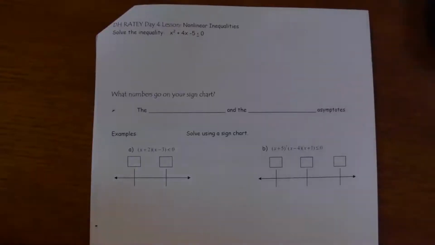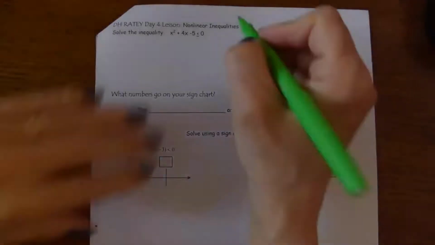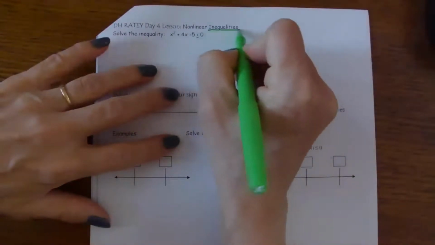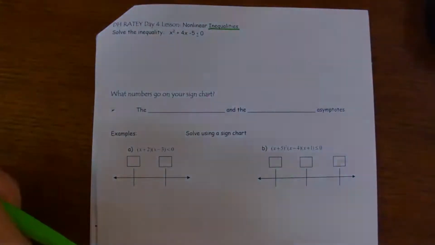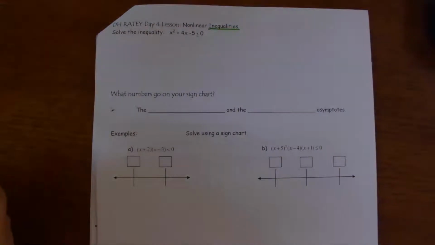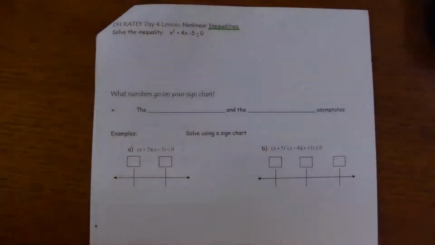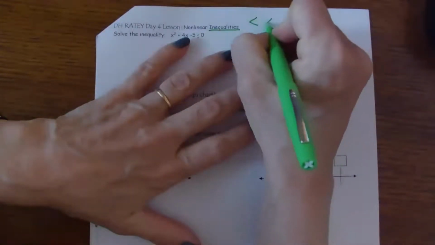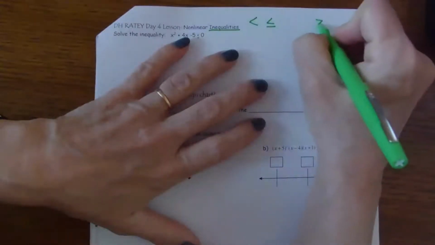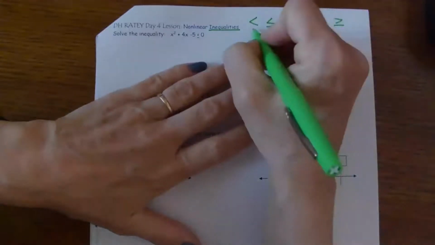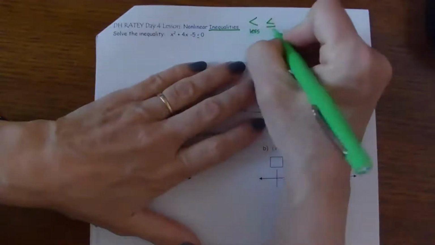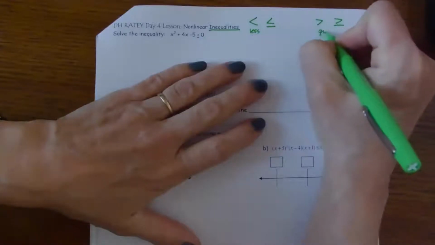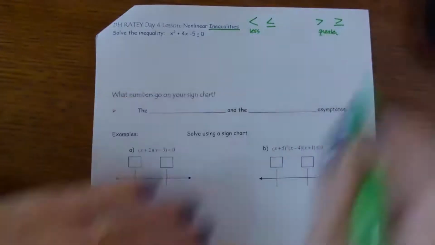Today's lesson is Rady Day 4, which is nonlinear inequalities. What does the word inequality mean? Inequalities mean instead of having one answer, you have a whole bunch of answers because x doesn't equal 6, x might be less than 6. So anything less than. So inequalities are these. This is less than or equal to. This is greater than or equal to.